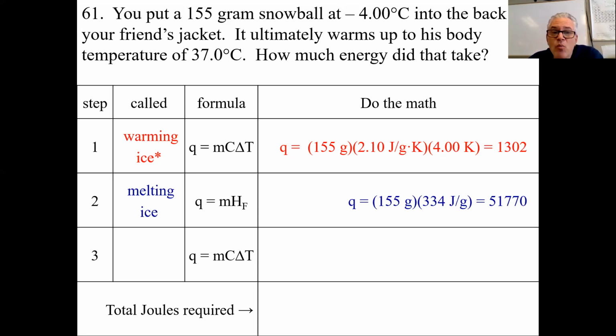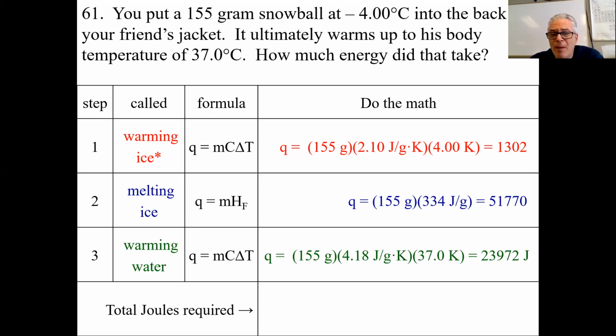Now the water is liquid at the freezing point. It's actually 0 centigrade. We got to bump it up to body temperature at 37.0. So to warm the water up to complete liquid at body temperature, we still have 155 grams. We're going to multiply that by 4.18 joules per gram per Kelvin. That's how much energy it takes to make every gram of water change by 1 Kelvin or 1 centigrade. And the delta T, we had to do it in Kelvin, but the delta T is 37 degrees centigrade, so the delta T is 37.0 Kelvin. And it takes another almost 24,000 joules to warm it up.